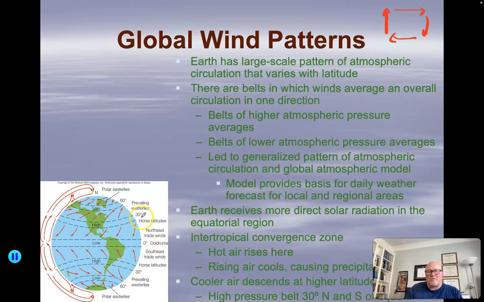So we have the doldrums and the horse latitudes, but everywhere else you've got these areas of prevailing winds either blowing in an easterly fashion or a westerly fashion.